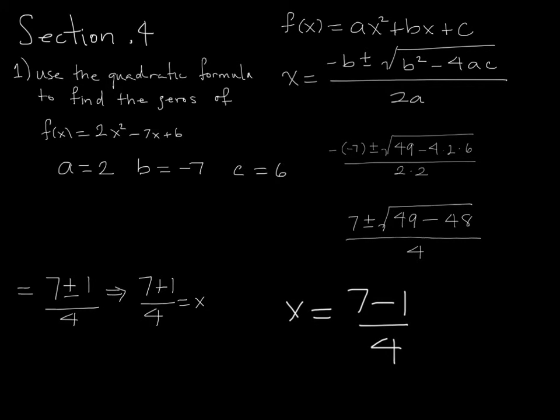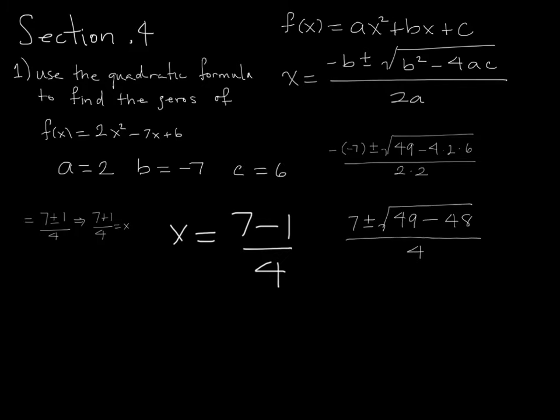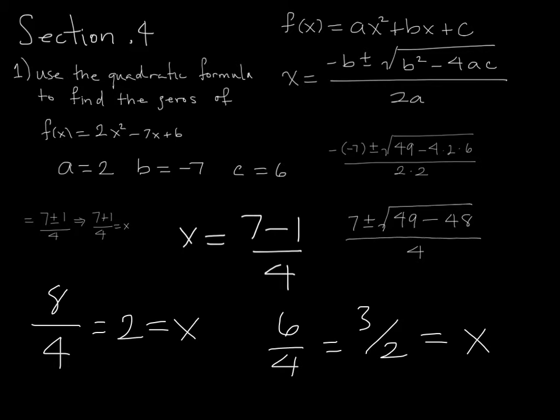So, this gives us 8 over 4, which equals 2 as one of our x's, and 6 over 4, which equals 3 halves as our other x.